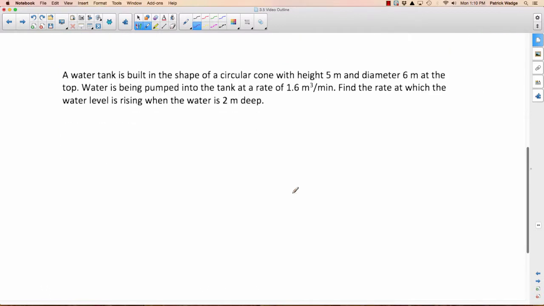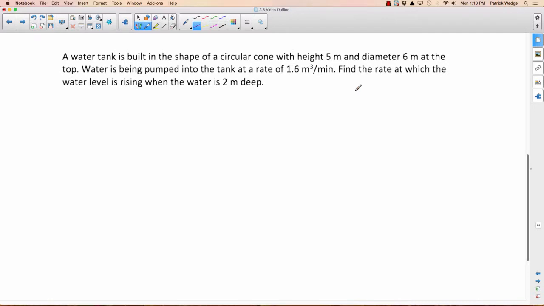Okay, last one. This is a tough one. A water tank is built in the shape of a circular cone with height 5 meters and diameter 6 meters at the top. Water is being pumped into the tank at a rate of 1.6 meters cubed per minute. Find the rate at which the water level is rising when the water is 2 meters deep.